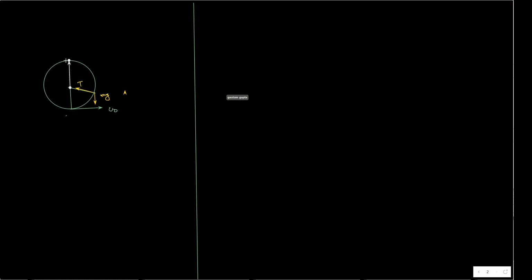If you draw the free body diagram of this particle when it reaches this point, it will have these forces. It will have mg downward, and tension also towards the center, right? So tension here also, mg also. So this is the point where all the forces are directed towards the center, right? So this is the point.